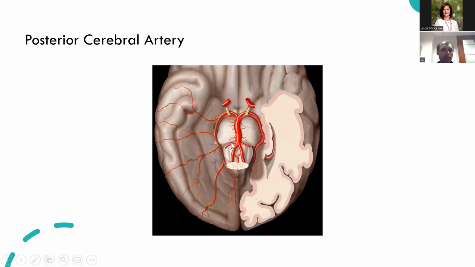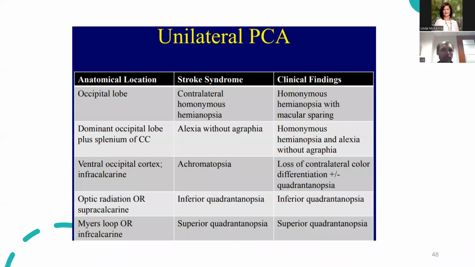Here's a cartoon schematic, and here you can see the highlighted lobe that's being supplied by the posterior cerebral arteries. And then in terms of stroke syndrome, the PCA is interesting in that you can have both unilateral as well as bilateral PCA strokes. Unilateral is a stroke that occurs typically distal to the basilar, and a bilateral PCA stroke typically occurs proximal to the basilar, or right at the top of the basilar, perhaps.